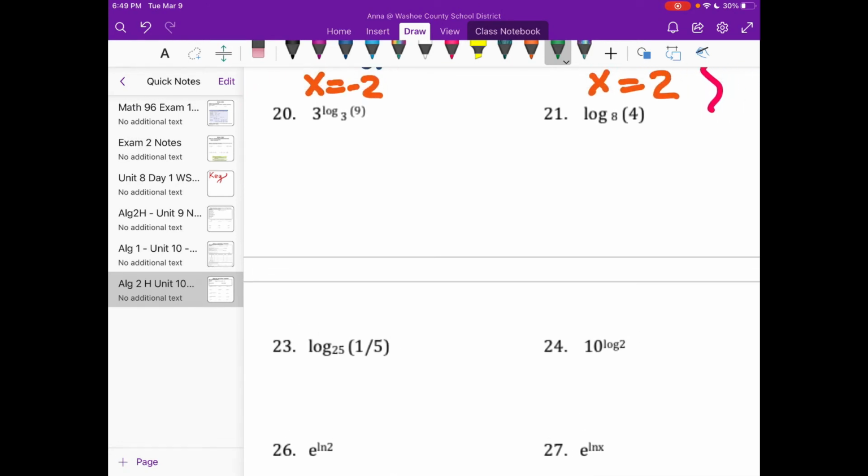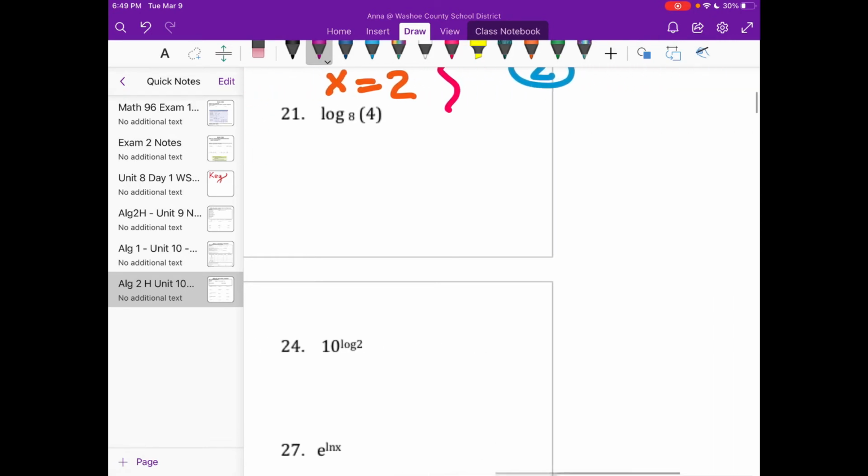Number 20 is another one where we can use a shortcut. So this 3 is being raised to a power of log base 3. So the 3 is the base here. See how the bases match? When the bases match, we can go ahead and get rid of that, and you're just left with your exponent, 9. Okay, very similar to the last one.